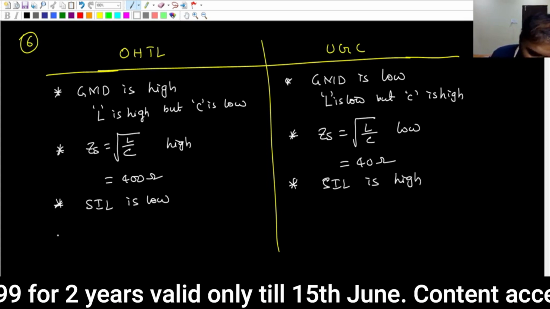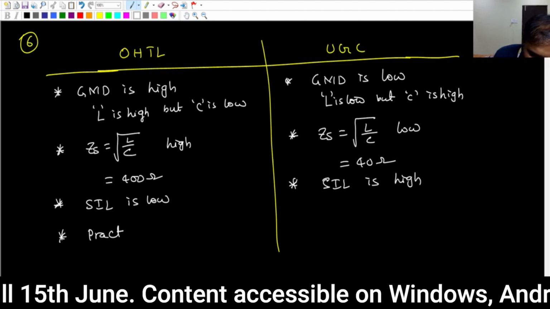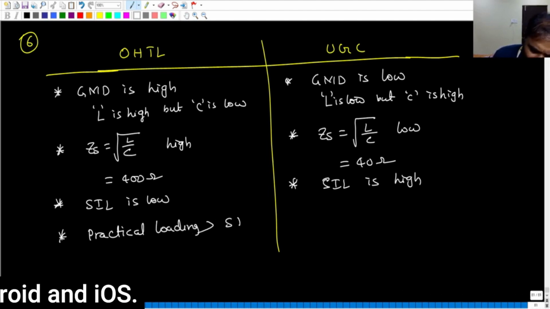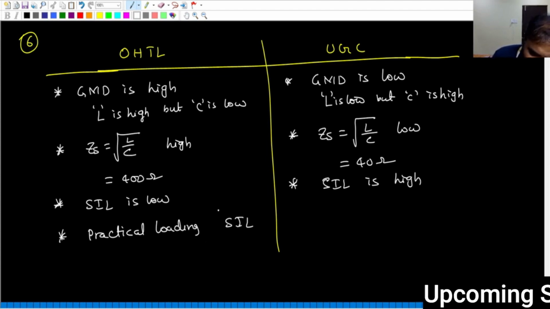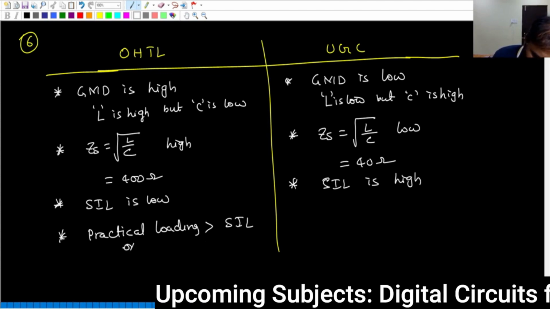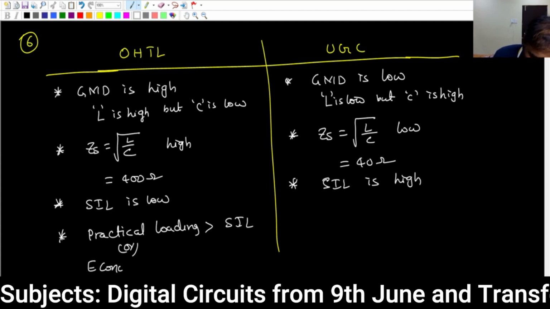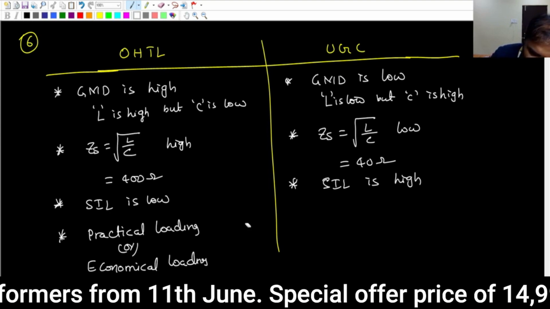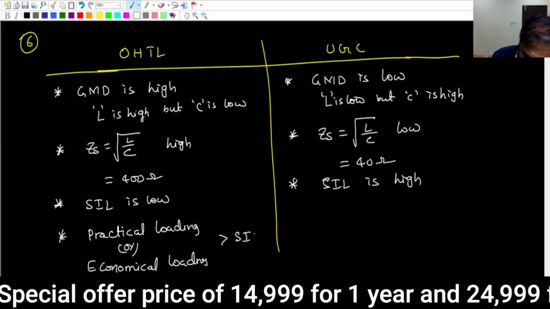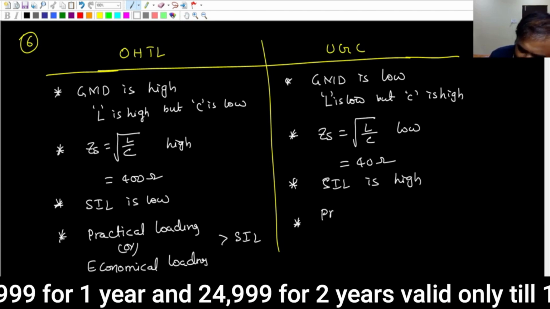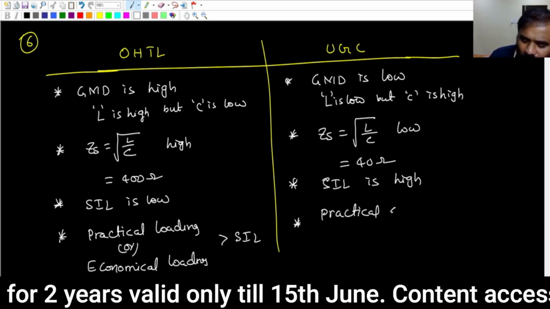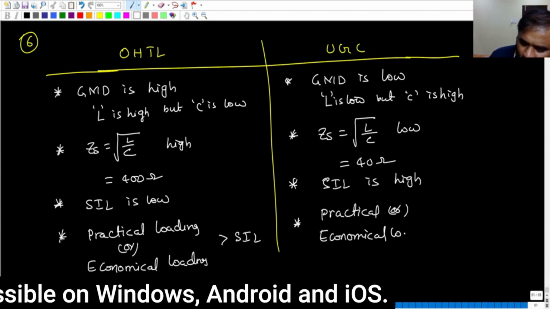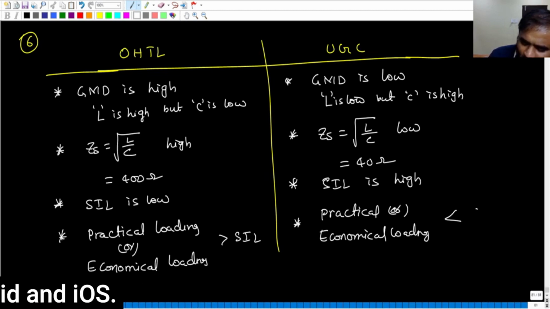But tell me, what about practical loading? Practical loading or economical loading is always greater than surge impedance loading here. I will prove this, don't worry. But here in underground cable, practical or economical loading is always less than surge impedance loading.